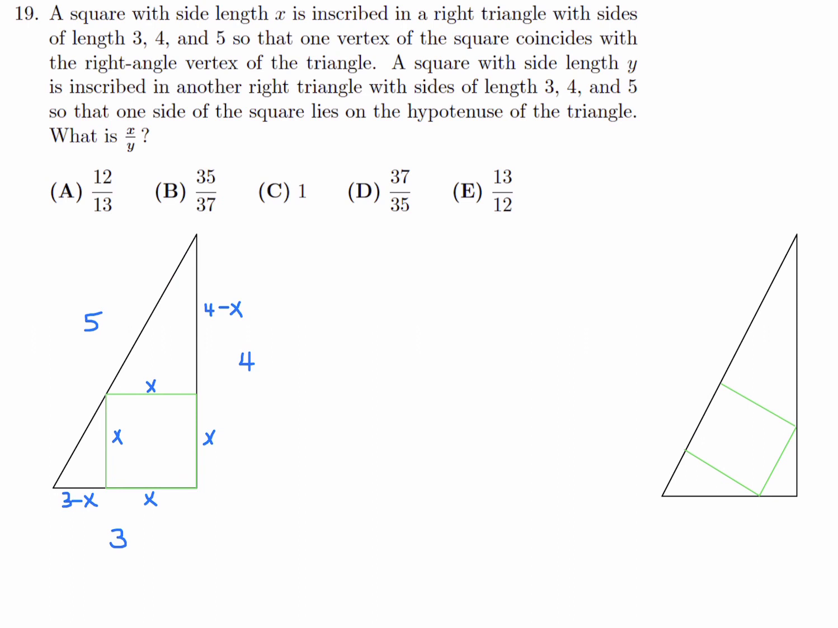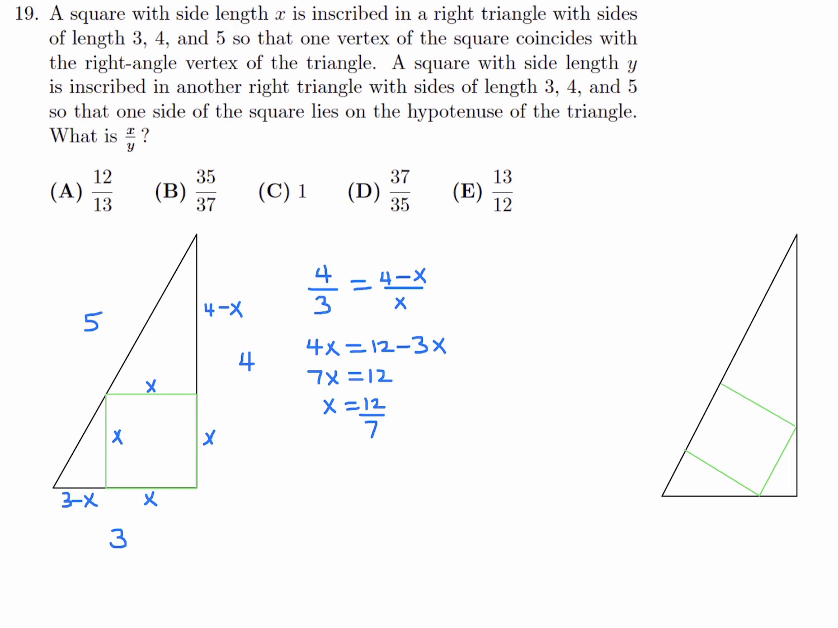You use similar triangles. 4 over 3 is equivalent to the sides on that triangle, so 4 minus x over x. Cross multiply, you get 4x is equal to 12 minus 3x. 7x is equal to 12, and therefore x is equal to 12 over 7. So quickly we're able to figure out x.